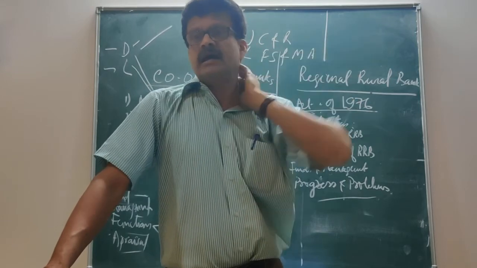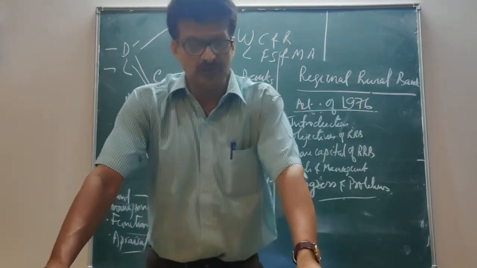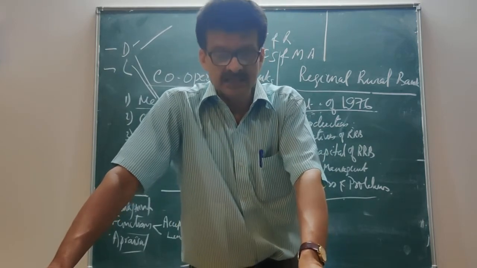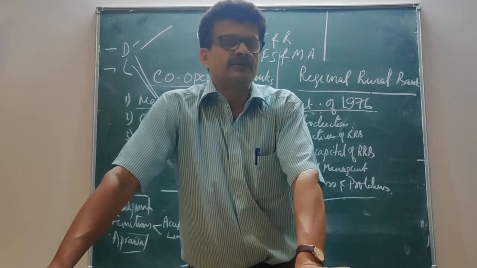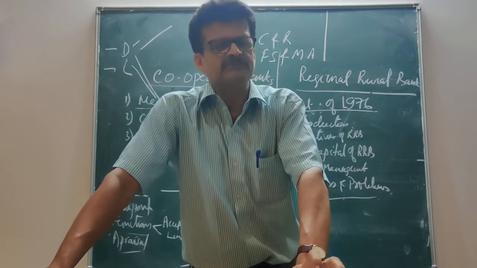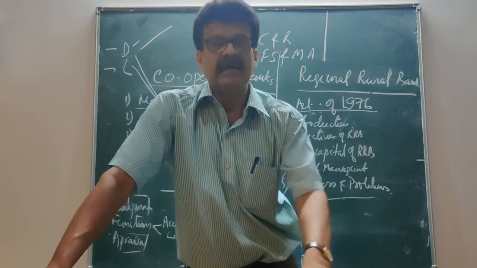One is chairman and 8 other directors. The chairman of the board of directors is usually appointed by the sponsoring bank in consultation with the central government. You understand? This regional rural bank, how it is managed, I am telling you. Its management, supervision and direction.